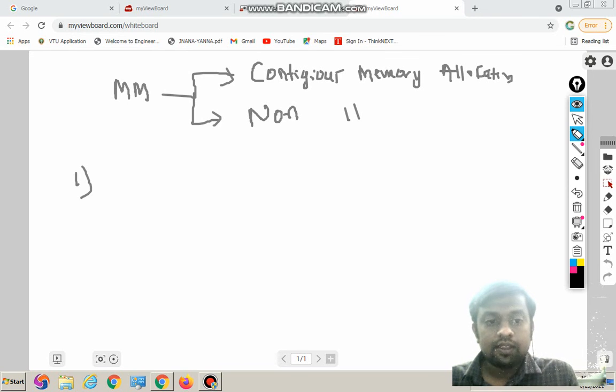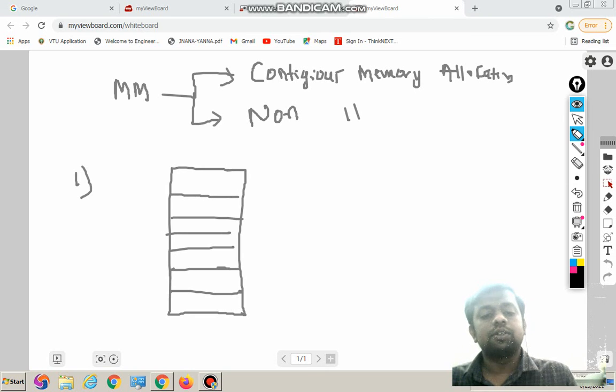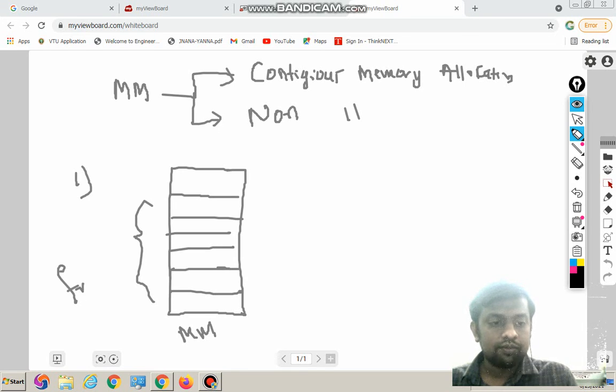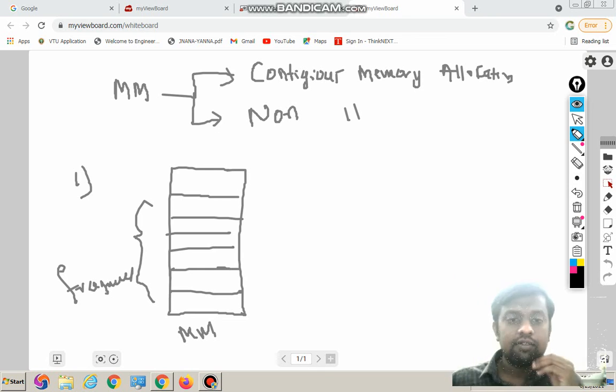Here, suppose this is our main memory. This main memory will be divided into partitions, which are called fragments. It will be divided like this. Once we study non-contiguous memory allocation, then we'll compare the difference between contiguous and non-contiguous memory allocation. So let us start first with contiguous memory allocation. Remember, the main memory is divided into fragments.